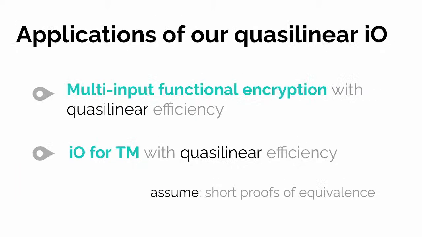Okay. So if you can get quasi-linear I/O, you can have some interesting applications. For instance, we also show how to construct multi-input functional encryption with quasi-linear efficiency, and how to get I/O for Turing machines with quasi-linear efficiency. This is also for unbounded input length. And in both cases, we have to assume short proofs of equivalence.